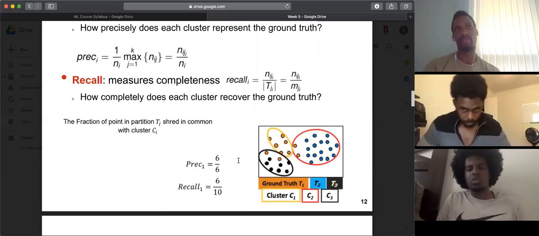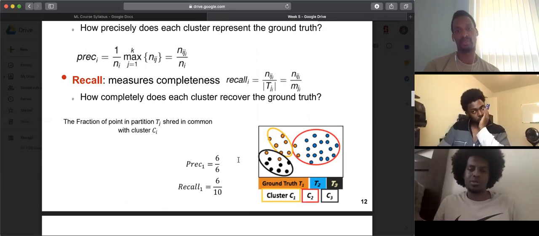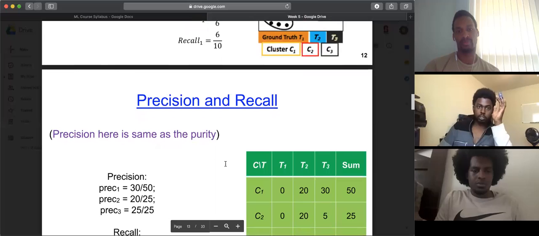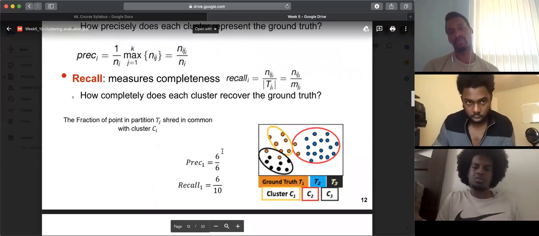But the really easy way to think about it is look at all the data points that are a part of my ground truth within the cluster I'm picking or looking at, over the total amount of data points that fall in that partition. Okay. Measure of completeness. Exactly. So it's a measure of completeness.